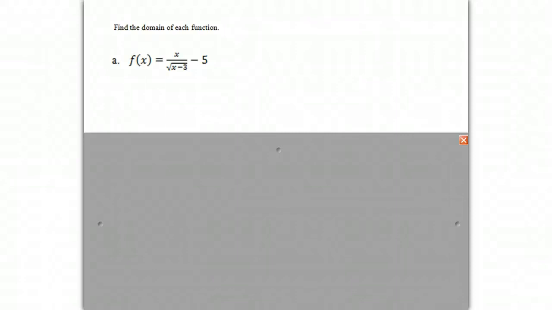Today we're going to find the domain of a function. In the example that you see here, we notice two things. One, we have a fraction, so there can't be a 0 in the denominator. And we also have a square root, and you know that you cannot have a negative number in the square root. First, let's examine the square root.